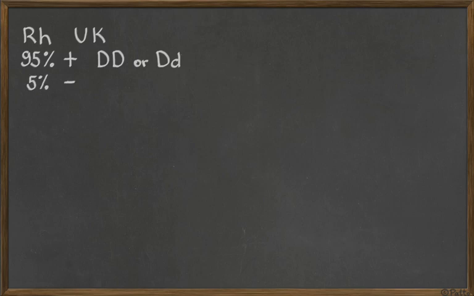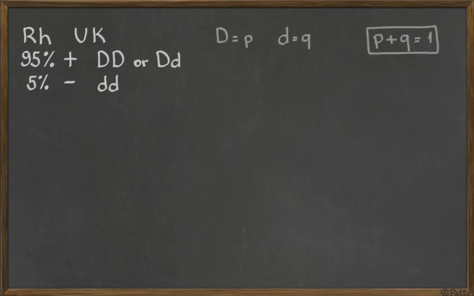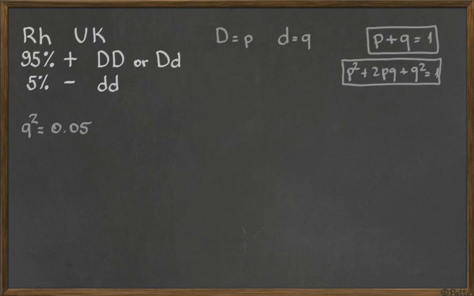That means that the negative is the remaining 5%. So the negative is going to be small d. If you have those values, we already should be able to find the P and the Q, because P squared plus 2PQ plus Q squared equals 1. Q squared, the number of small d, is 0.05. So what's the number of Q? The number of Q, the small d, is the square root of that number, which is 0.224. So the frequency of the allele Q, or the small d, is about 22%.